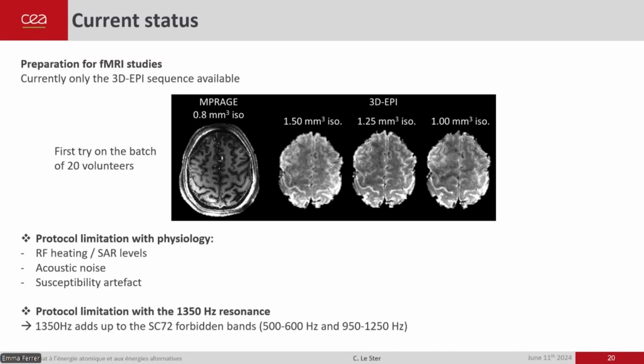As I've mentioned, we still have an issue with the 1350 Hz resonance. So we decided not to scan at this frequency for the fMRI protocols. This frequency will add up to the forbidden frequencies of the SE72 gradient. And in the end, it's quite a lot of frequencies we can't use for fMRI. So we have to find a way to have some nice protocols for EPI imaging.